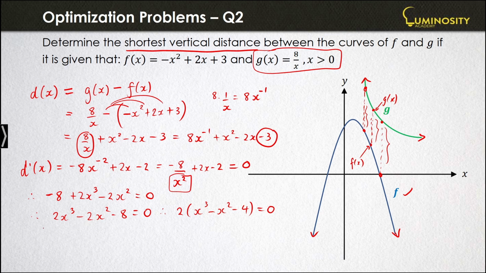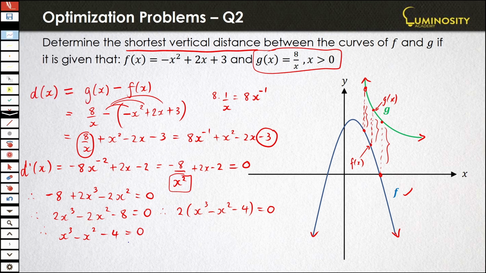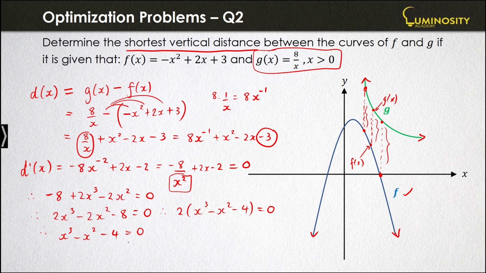So how do I solve this? Well, if I divide both sides by 2, I get x cubed minus x squared minus 4 equals 0. This is a cubic expression, and you want to find where it equals 0. So therefore, we need to use the factor and remainder theorems. The factors of negative 4 are plus or minus 1, plus or minus 2, and plus or minus 4. So let's try x equals 1. We'll get 1 cubed minus 1 squared minus 4. That'll give you minus 4, which is not 0. What about negative 1? Negative 1, we're going to cube that. It's going to give us a negative 1 as well.